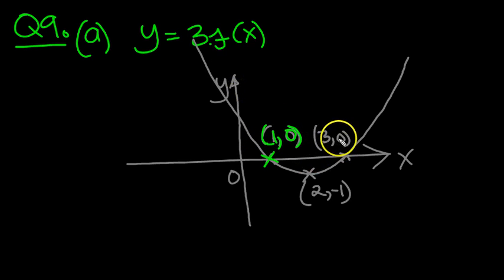And when it's (3, 0), if we put 3 in, f of 3, we get 3 times f of 3. f of 3 is 0. 3 times 0 is 0. So it still goes through there, doesn't it? So these points are okay for this first part, which is good.